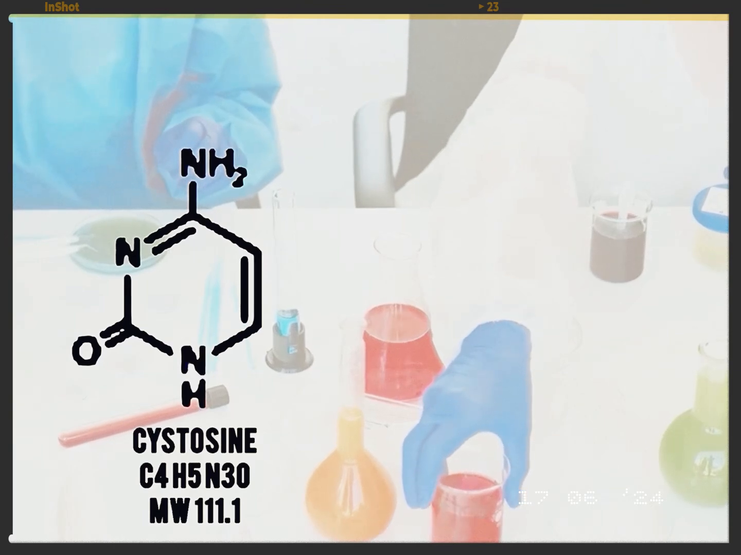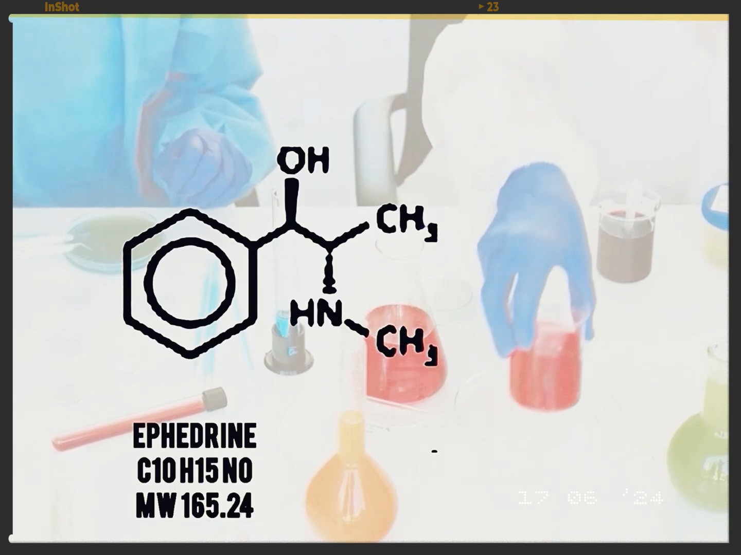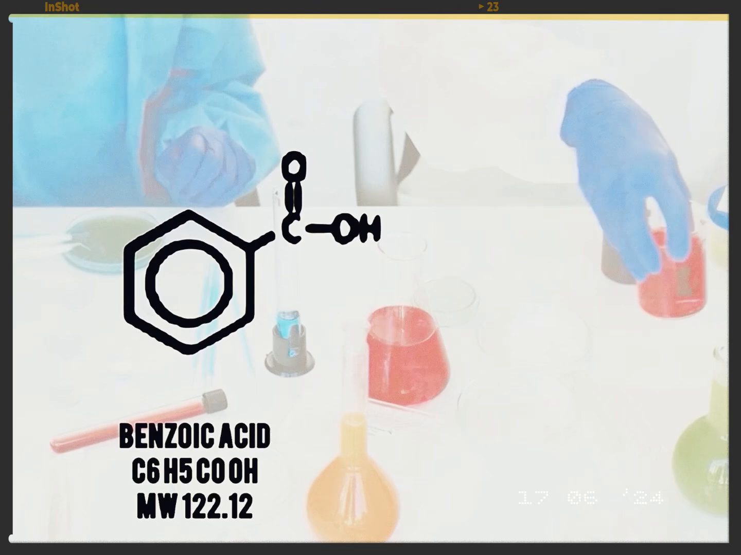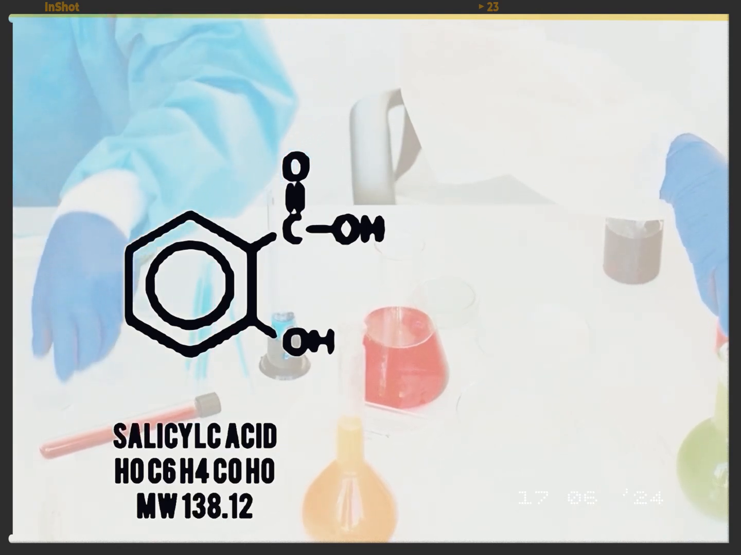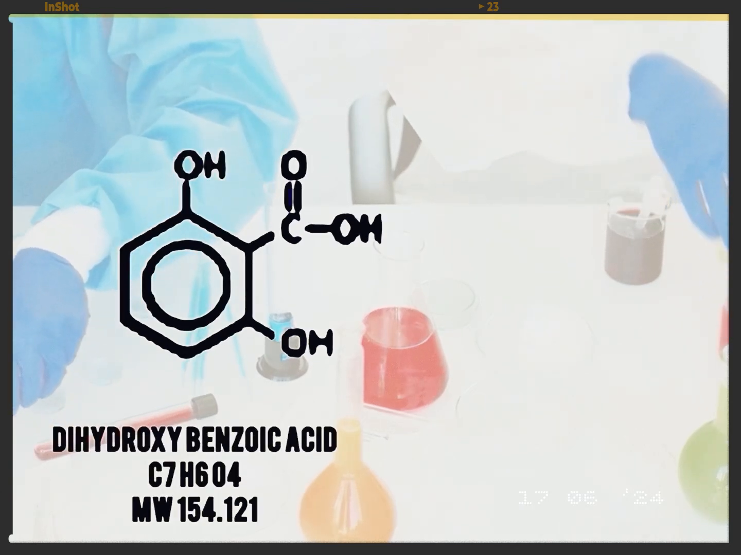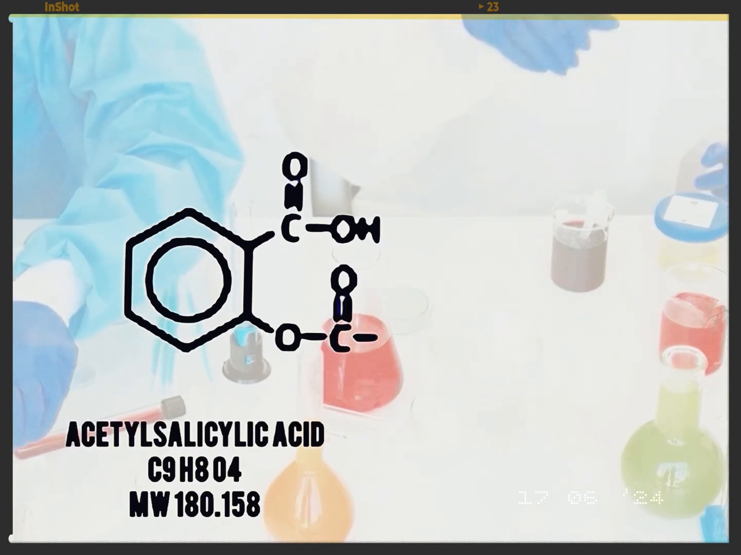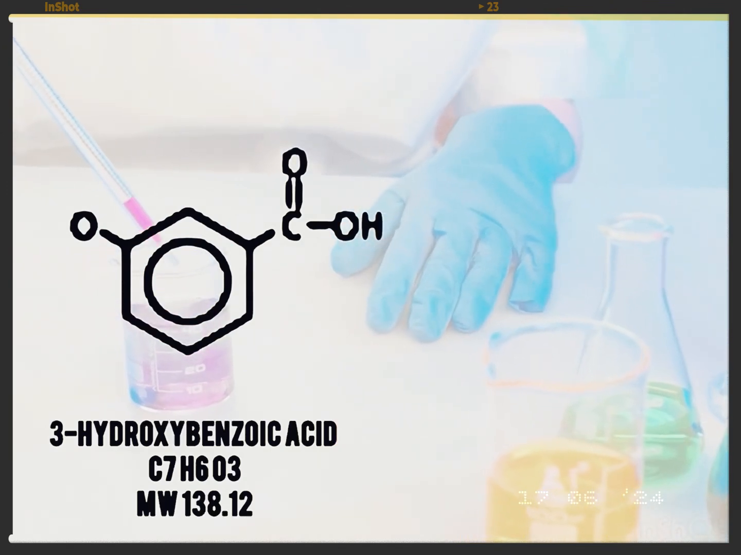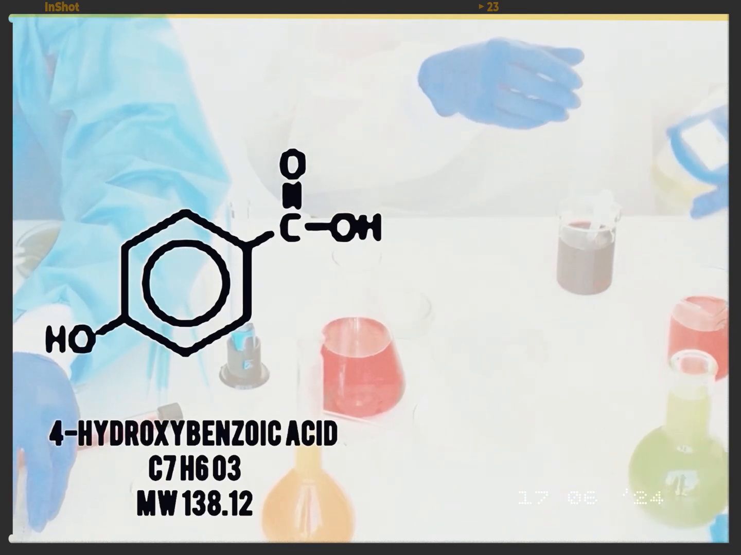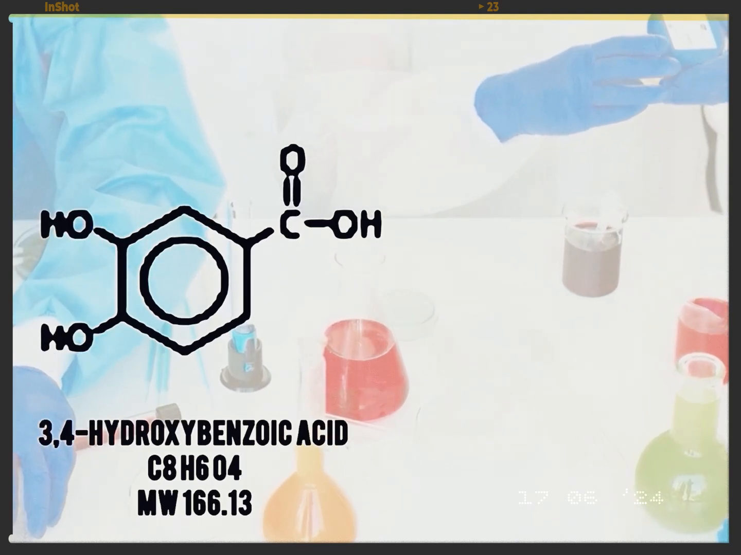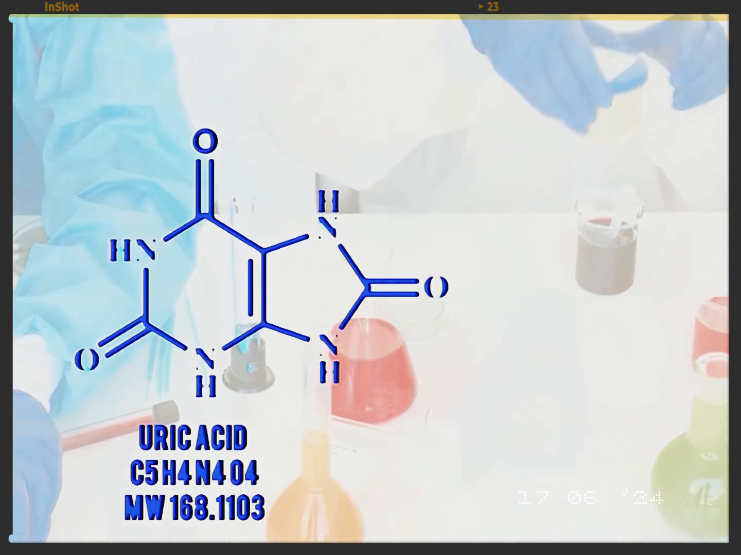Cytosine, C4H5N3O, MW 111.1. Uracil, C4H4N2O2, MW 112.0868. Ephedrine, C10H15NO, MW 165.24. Benzoic acid, C6H5COOH, MW 122.12. Salicylic acid, HOC6H4COOH, MW 138.12. Dihydroxybenzoic acid, C7H6O4, MW 154.121. Acetylsalicylic acid, C9H8O4, MW 180.158. 3-Hydroxybenzoic acid, C7H6O3, MW 138.12. 4-Hydroxybenzoic acid, C7H6O3, MW 138.12. 3 and 4-hydroxybenzoic acid, C8H6O4, MW 166.13. Indole, C8H7N, MW 117.151. Uric acid, C5H4N4O3, MW 168.1103.